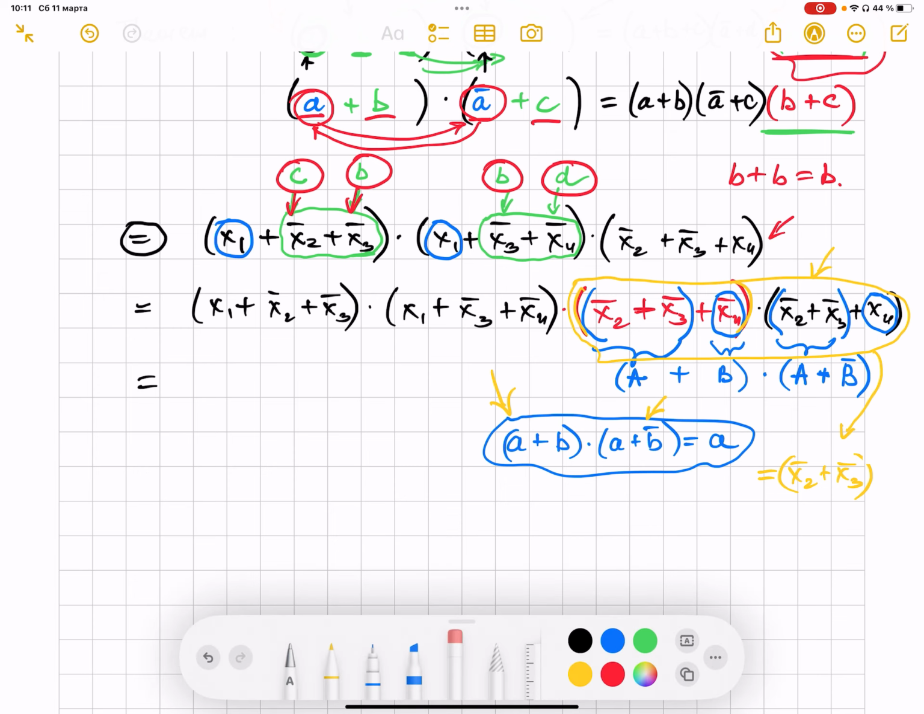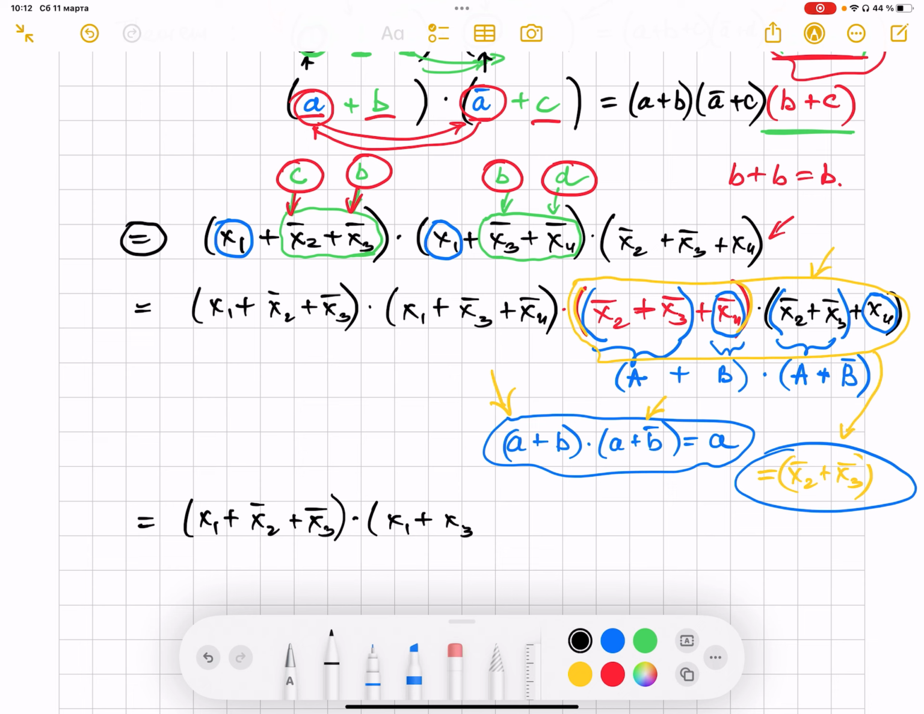Yeah, I'm going to substitute it with this one. So let's continue, and let's continue not from here, from here. So I'm going to copy these two expressions: (x1 + x2 bar + x3 bar) multiplied by (x1 + x3 bar + x4 bar), and this is now going to be multiplied by (x2 bar + x3 bar).